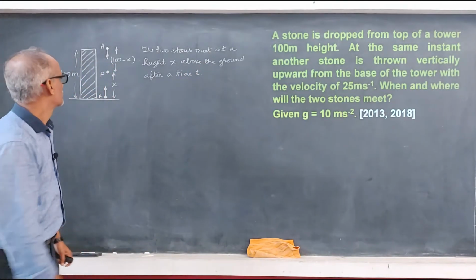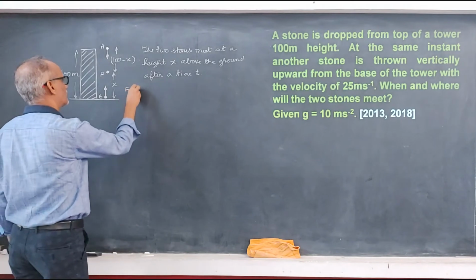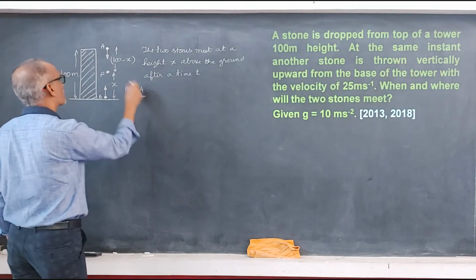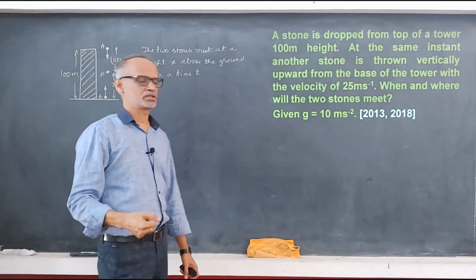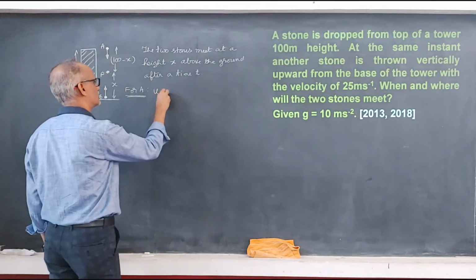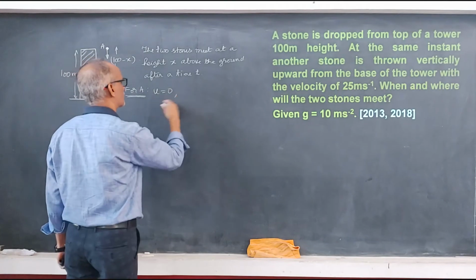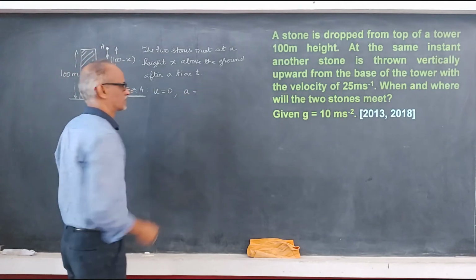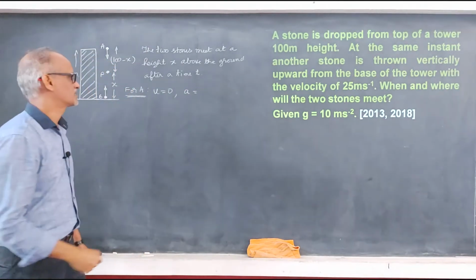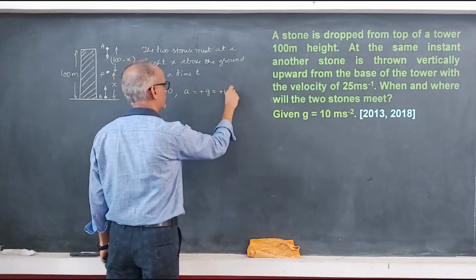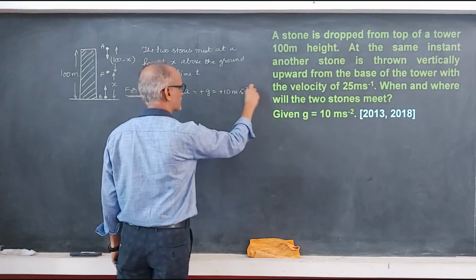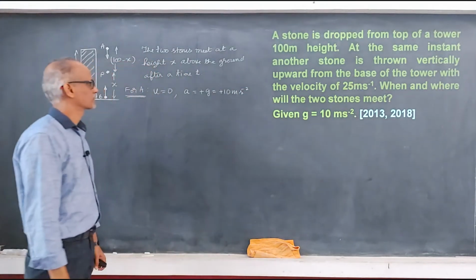Clear? Now for stone A, it's dropped, right? So what is the initial velocity? Initial velocity is 0. What is the acceleration? It's going downward, so it's plus g, which is plus 10 meter per second square. It's given in the question.